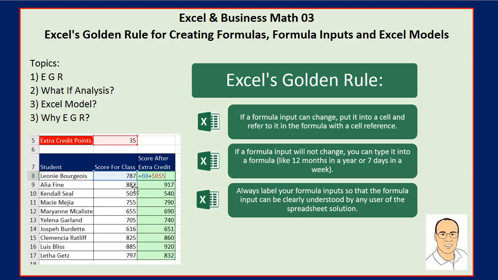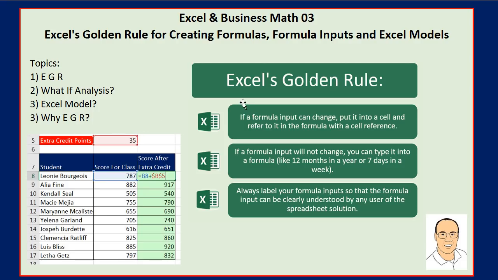And very importantly, we don't just put the number in a cell and refer to it. We actually put the number in the cell and label it. So when we come back and look at this tomorrow or someone else looks at it, they know exactly what that 35 means. It means the extra credit points.